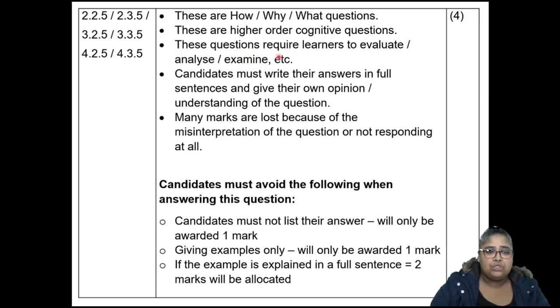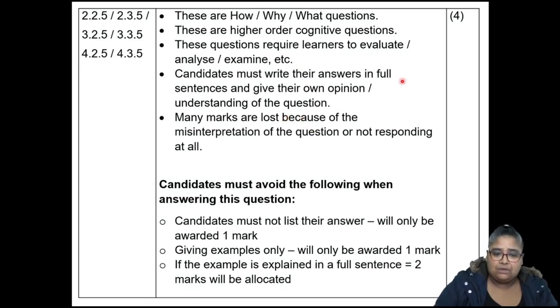And these questions require learners to evaluate, analyze, or examine, for example. So here, yes, I know the definition of it, but now I have to apply what I know to answer this question. Here you must write your answers in full sentences, as well as you are required to give your own opinion.